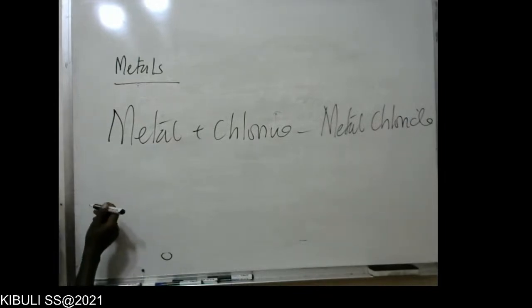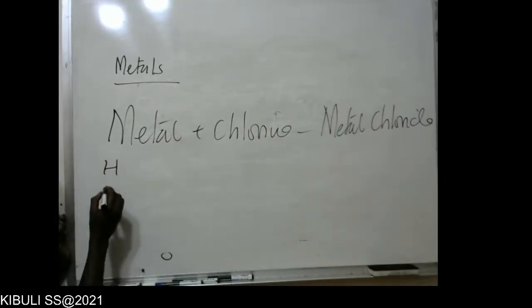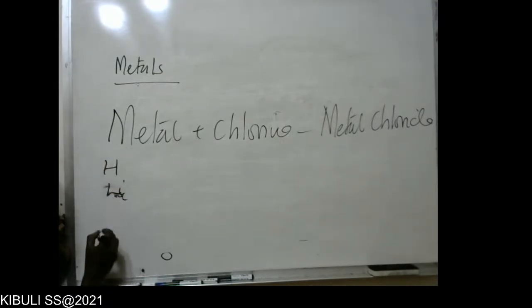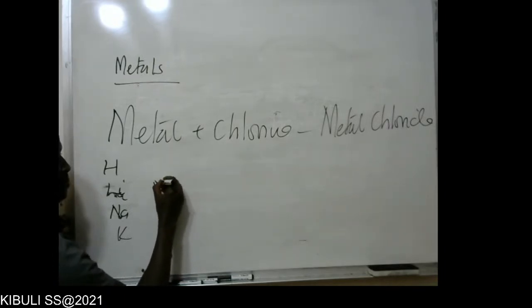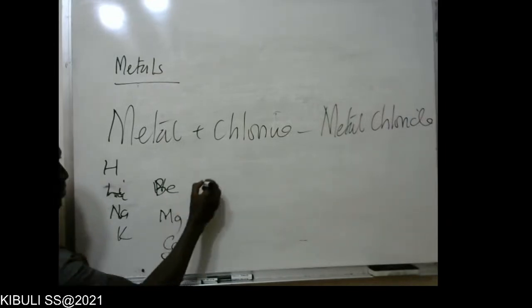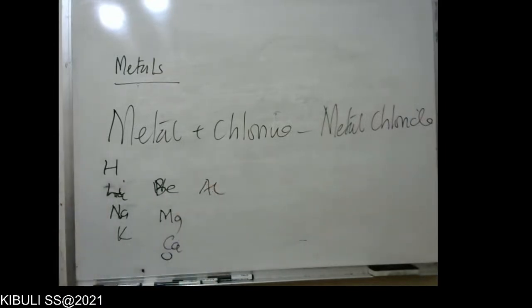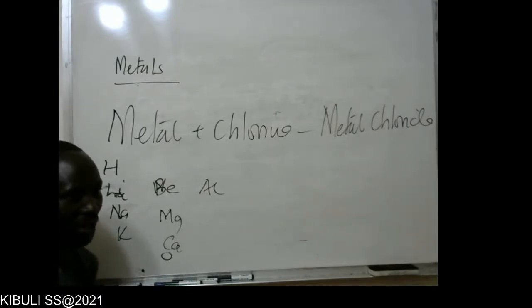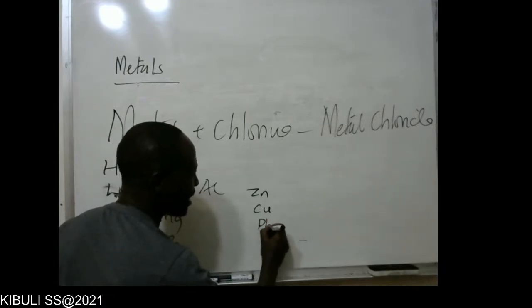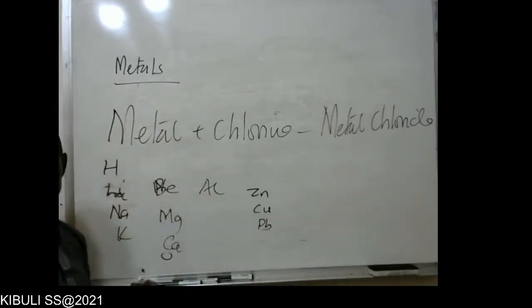Group 1 metals, what are they? Hydrogen, lithium, sodium, potassium. Have you seen there is beryllium here? And have you seen there is magnesium? And calcium? Have you seen there is aluminium? What about those outside the periodic table? There are other metals outside the periodic table. What are they? Zinc, there is copper, there is lead, and so on. There are many. There is iron. You get it?